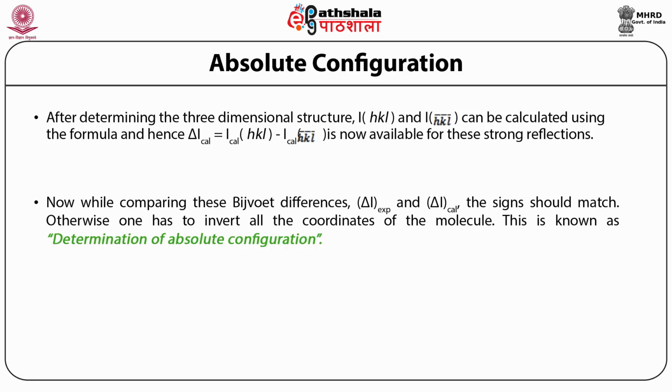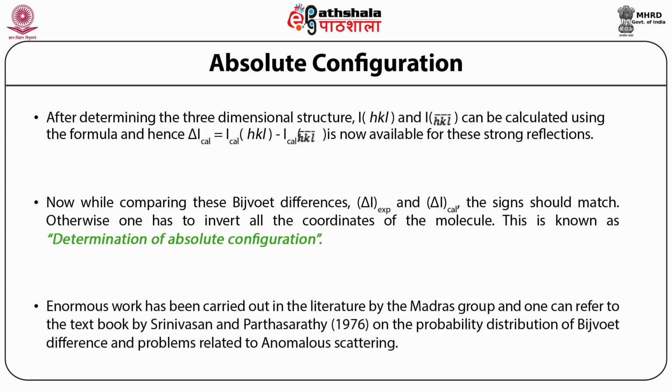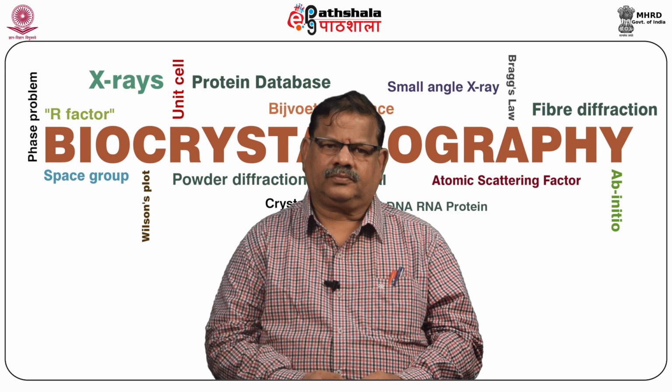So again, in this regard, Professor Ramachandran's group and Srinivasan have done extensive work on many small molecules, and these are all reported in the textbook on Fourier methods in crystallography. Enormous work has been carried out in the literature by the Madras group from the Department of Crystallography and Biophysics, and one can refer to the textbook by Srinivasan and Parthasarathy. Mainly, these works have been reported by the research groups of Professor Ramachandran, Professor Srinivasan and Professor S. Parthasarathy. Here, they have done extensive work on the probability distribution of Bijvoet differences, probability distribution of anomalous phase angles, and many other problems related to anomalous scattering.